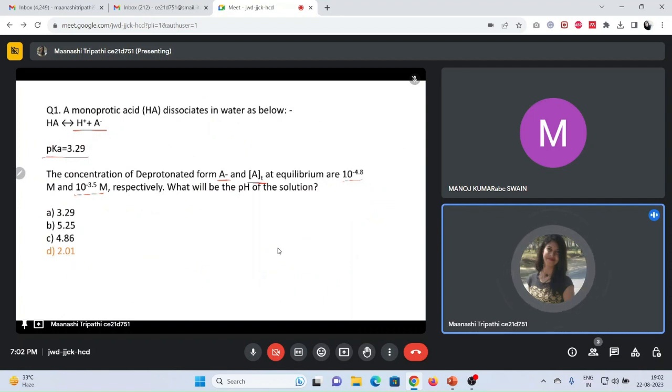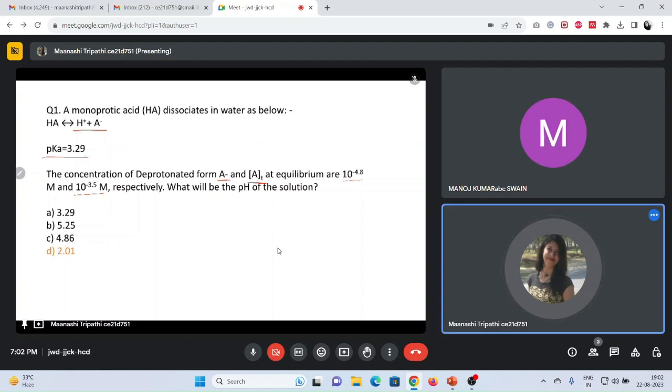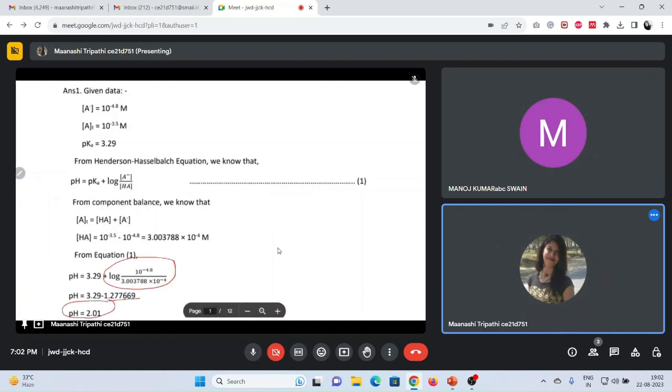Question number one was very simple. We have a monoprotic acid. We know the pKa value. We just need to find out the pH of the solution. This is the solution for the question. We have to use the Henderson-Hasselbalch equation. We know the pKa, we just need to find out the pH. A negative we have, HA we have, everything we have, just one equation.